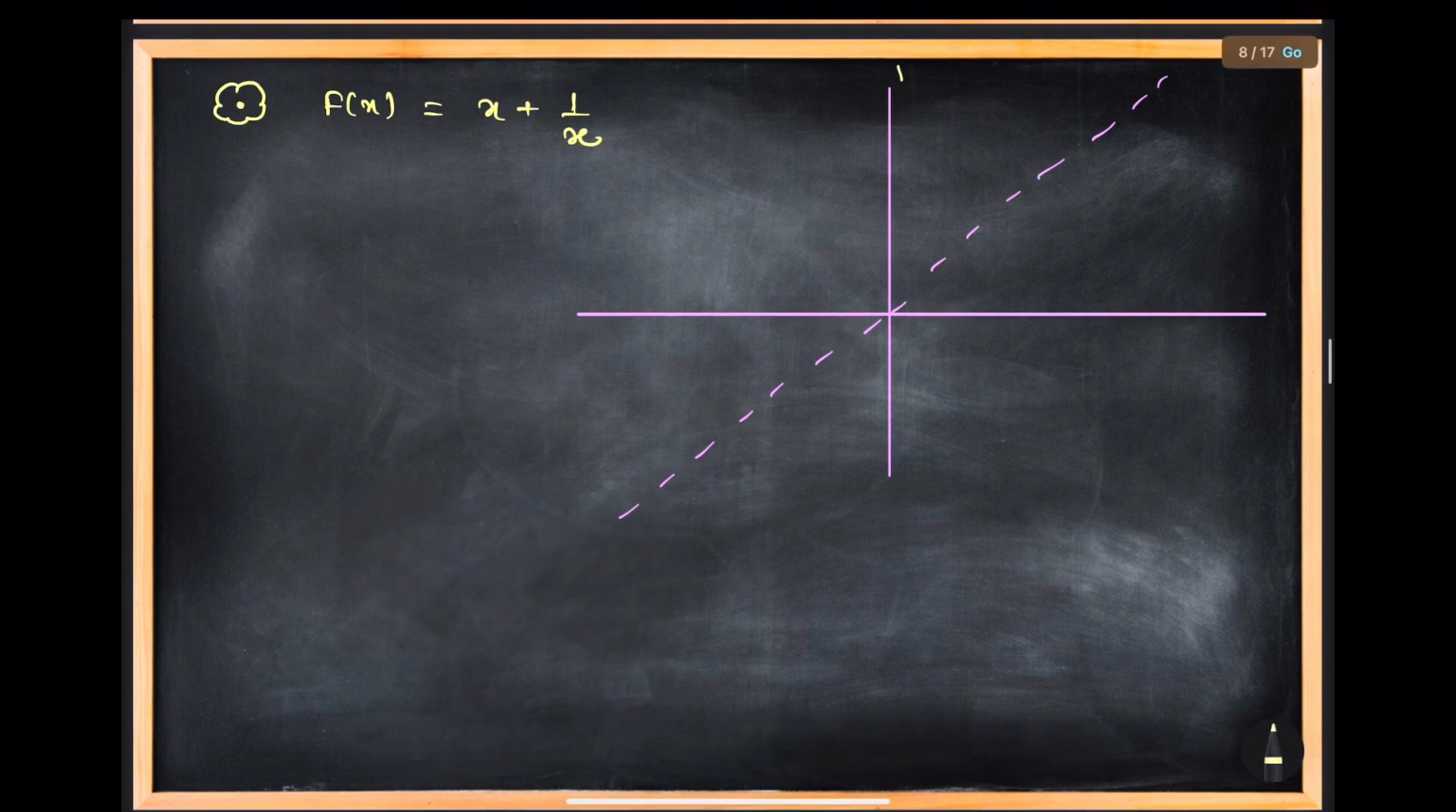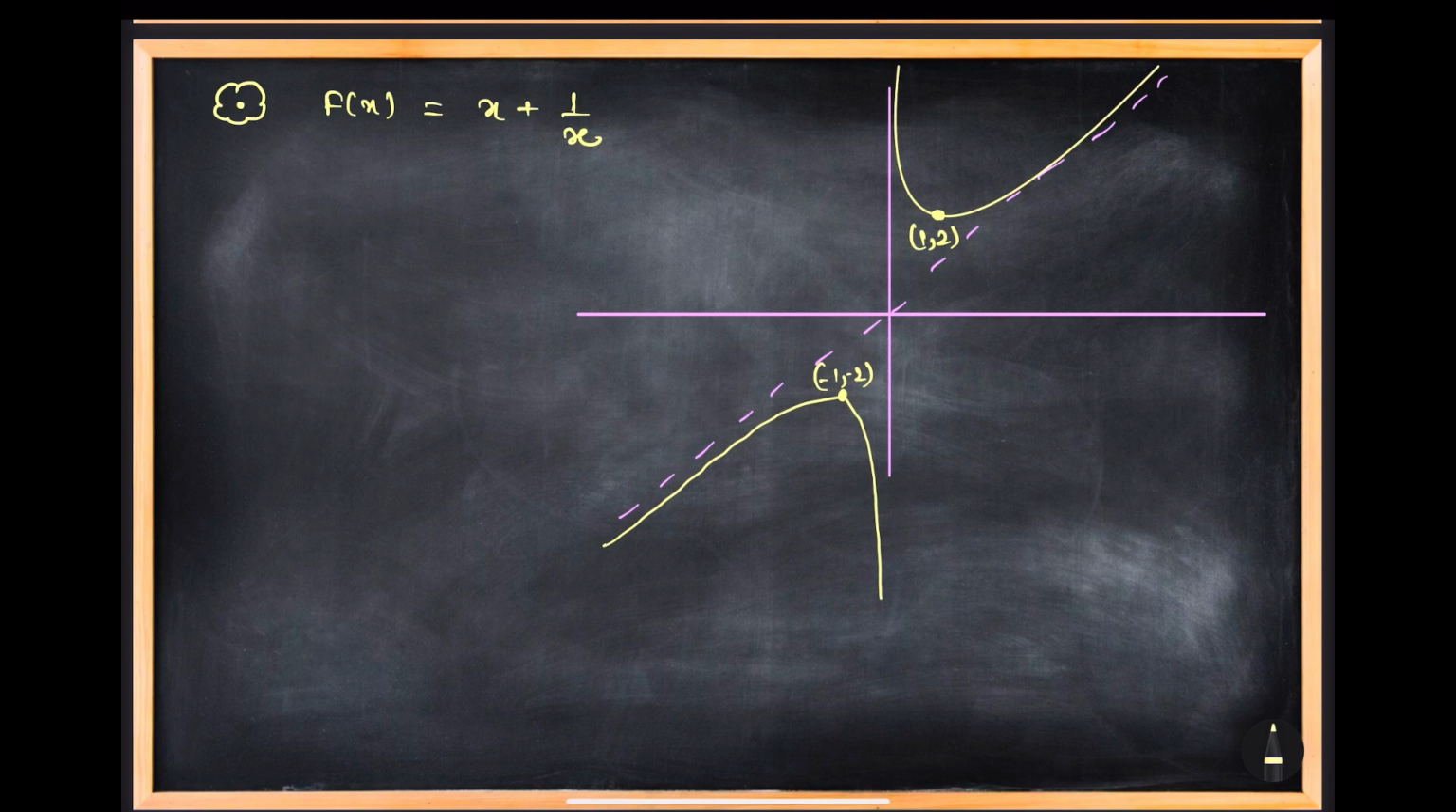Your graph will initiate from here. It will hit this and it will go back. Your graph will come from here, it will hit, and it will go back. So what is this point? This is the minimum. So it will become (1, 2), and it will become (-1, -2).